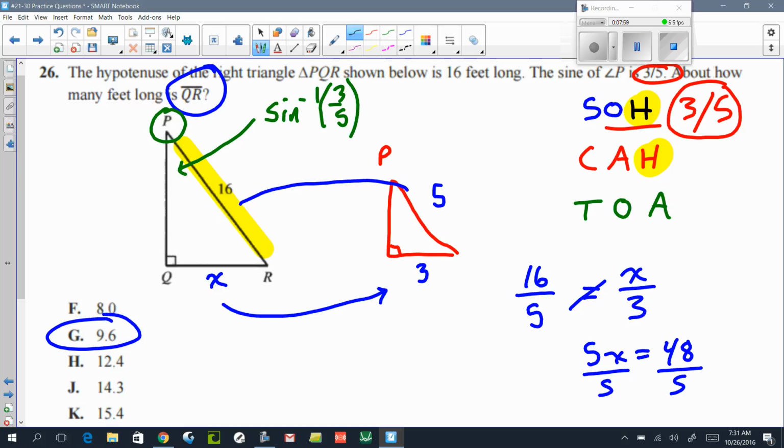So if you type sine inverse of 3/5 into a calculator, and your calculator is in degrees, you're going to get 36.86 degrees for this angle right here.